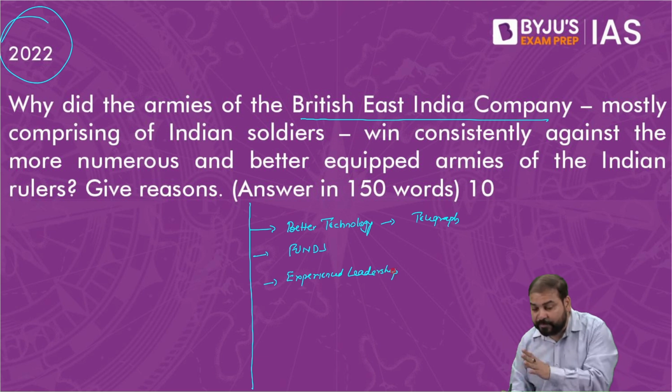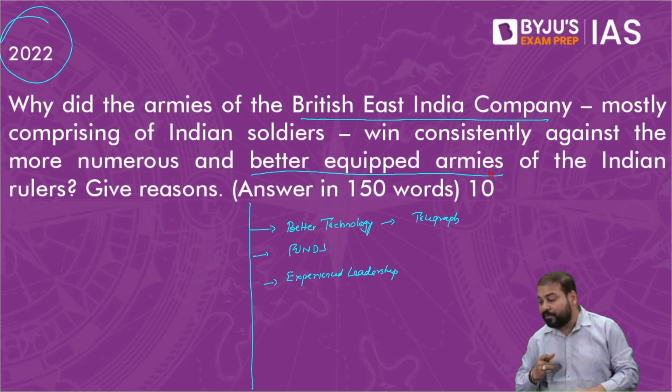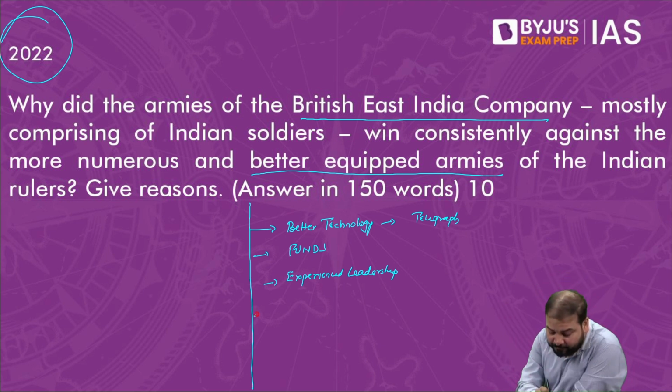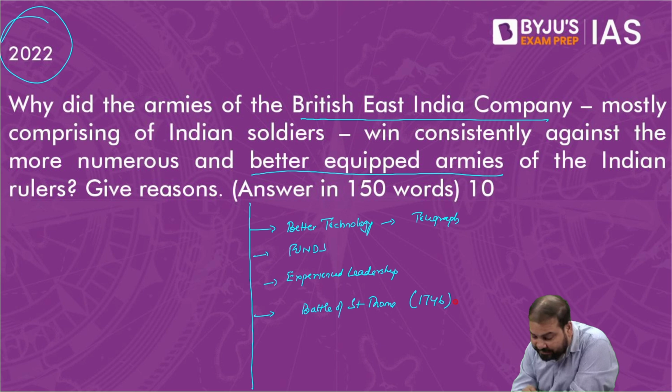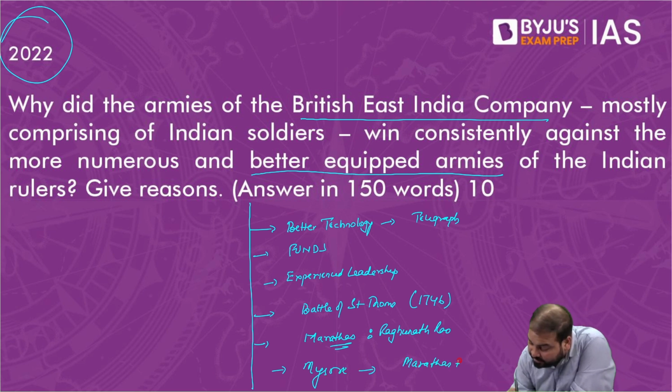All of you, don't write weapons. Reason is, please see here. This question says Indians had better equipped army. Don't write weapons. Now give examples. For example, Battle of St. Thome, first time it happened in 1746. All of you, tell me, how did they defeat Marathas? You can, if you want, talk about Raghunath Rao. You can talk about Mysore. How was Tipu killed? With the help of Marathas. Plus, you can talk the Nizam also helped them.